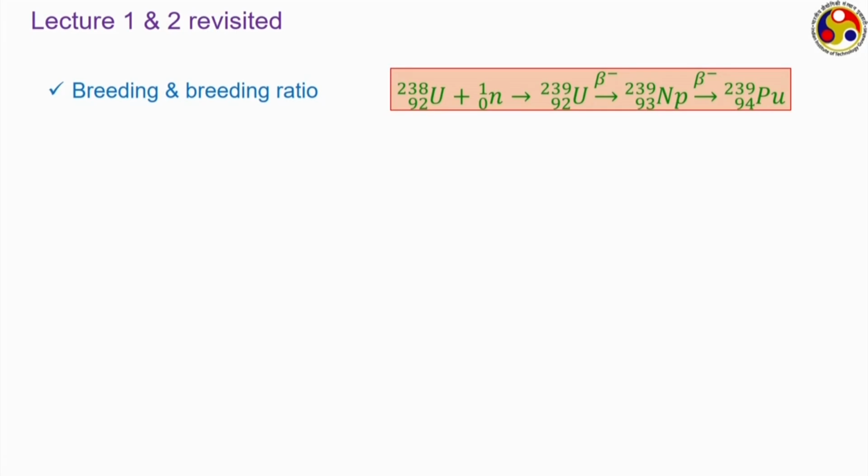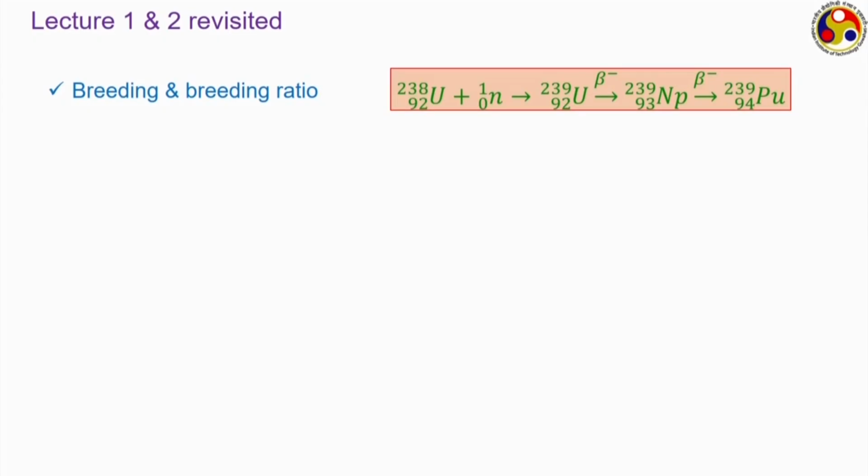Just to have a quick recap, in the previous 2 lectures we have discussed the concept of breeding and also the breeding ratio. Now, we know that the term breeding basically refers to a reaction like this, where a fertile nucleus absorbs a neutron and that goes through successive decay processes. In fact, I should not say all the breeding reactions involve such decay, but the common reactions like those involving uranium 238 or thorium 232 always have such decay: one neutron absorption step followed by 2 successive steps of beta decay leading to the final product of plutonium 239 in this case.